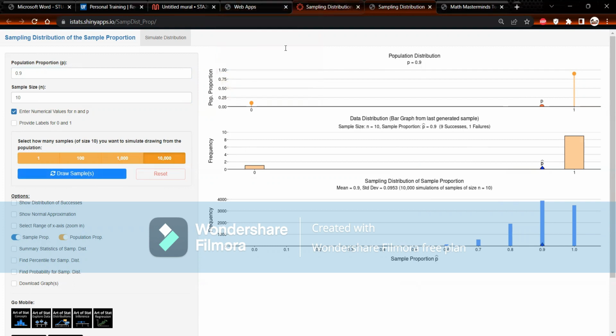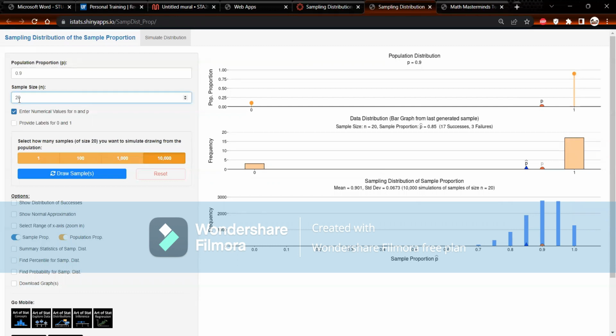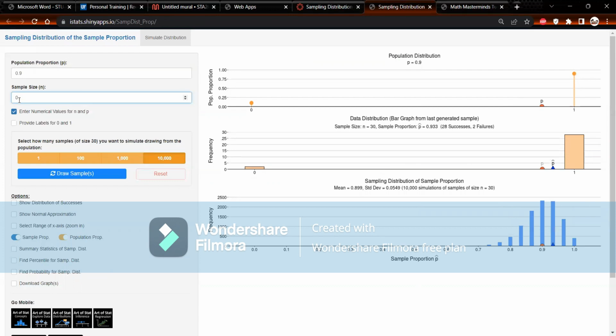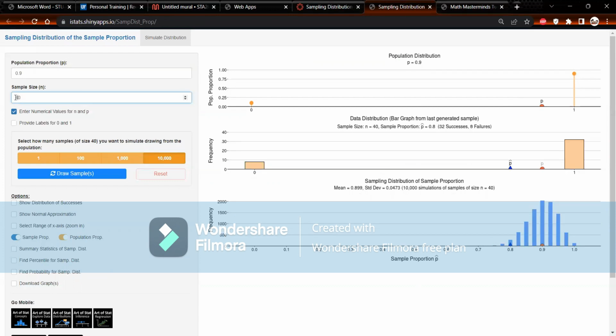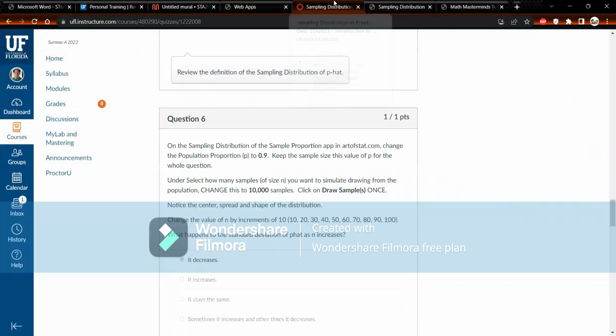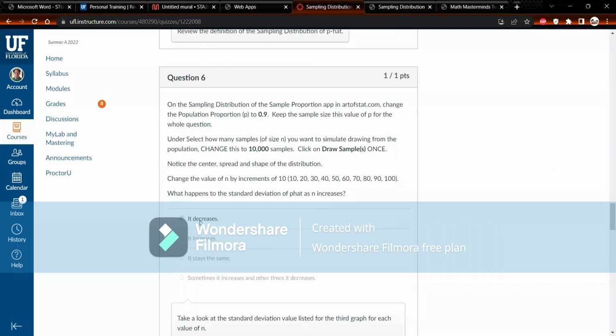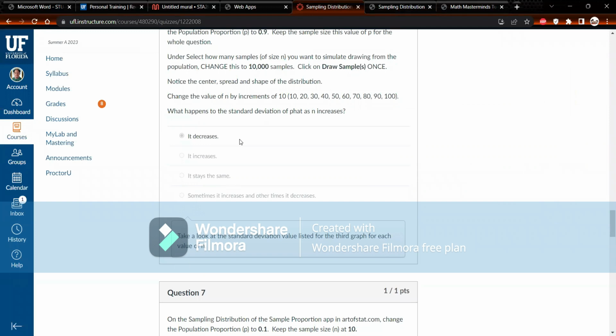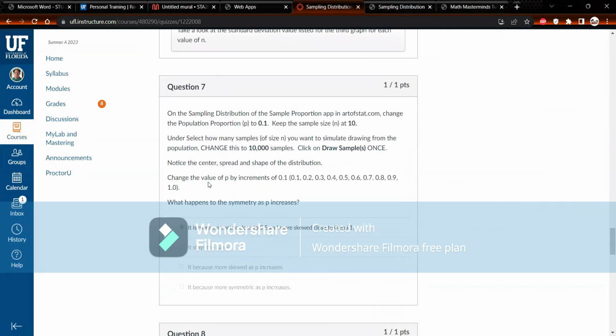It wants us to change the sample size by increments of 10. So look at the standard deviation value here, right? We're looking at this graph. We have the mean and the standard deviation. Now check what happens to the standard deviation. It's 0.0953. Do 20. Oh, it went down to 0.0673. Do it again. Decrease to 0.0549. Do it again. Decrease to 0.0473. So what does this mean? As the sample size increases, the standard deviation of p hat decreases, right? Almost a negative relationship.